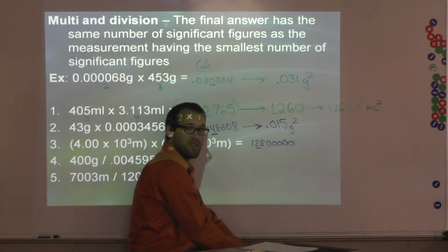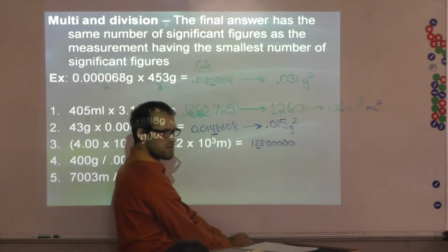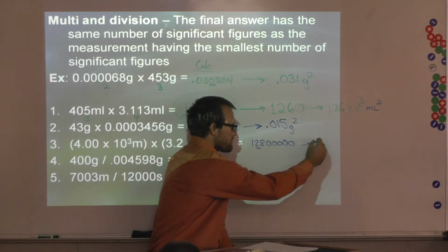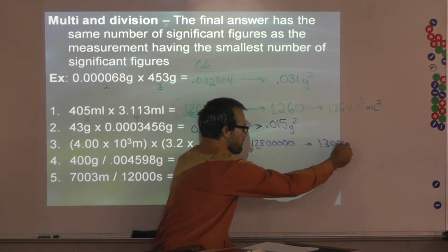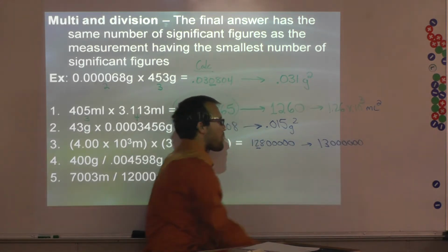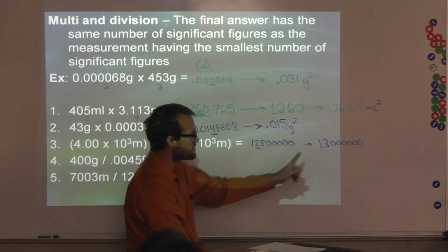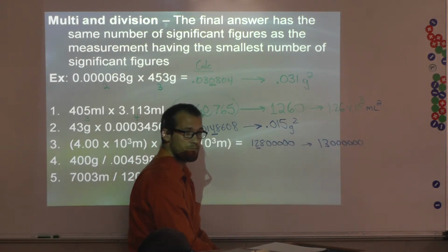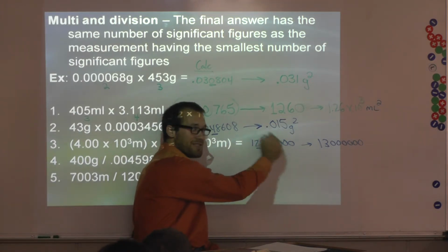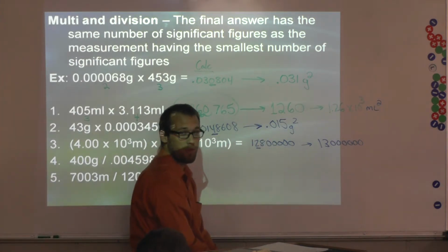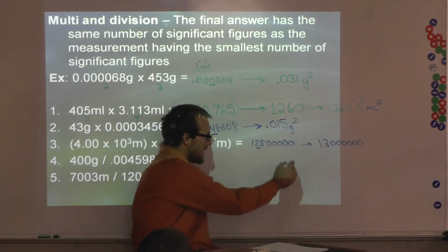Or you could write in scientific notation. Isn't this rounded to the second place? Same number, just rounded. Did everyone see that? I didn't chop off all these zeros, did I? I rounded. The second way you can do it is scientific notation.